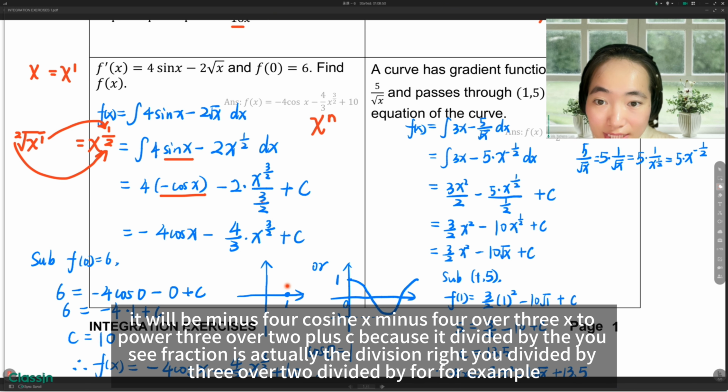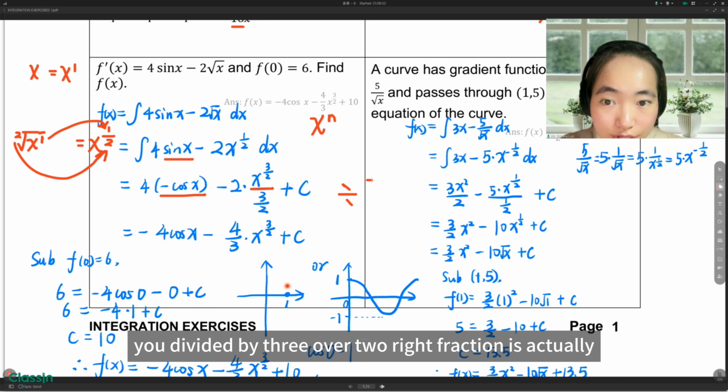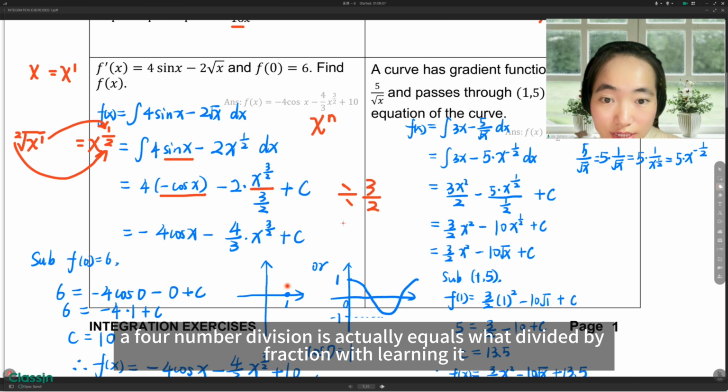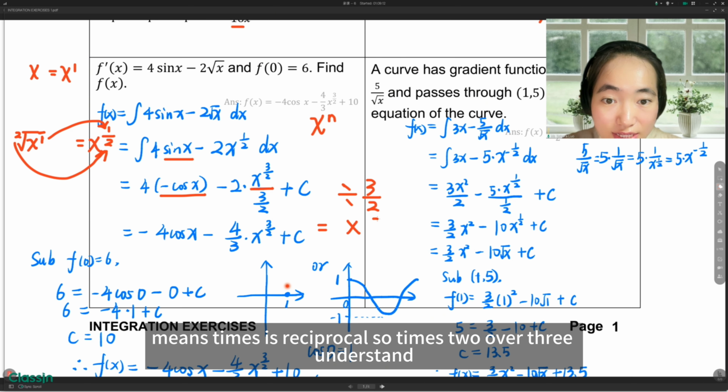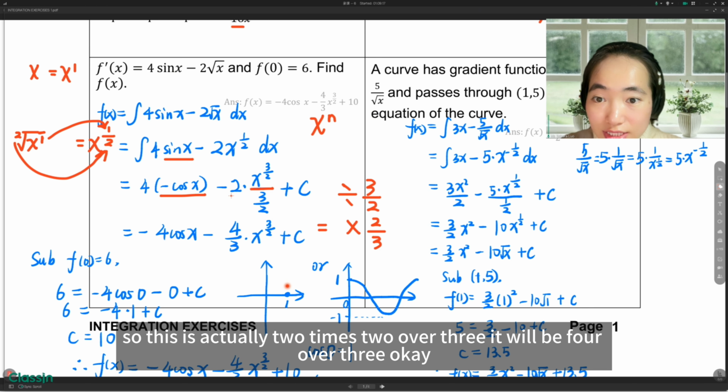Because a fraction is actually a division, right? You divide it by 3 over 2. Fraction is actually a form of a division. Divided by a fraction, we learned it, means times its reciprocal. So times 2 over 3. Understand? So this is actually 2 times 2 over 3. It will be 4 over 3. Okay.